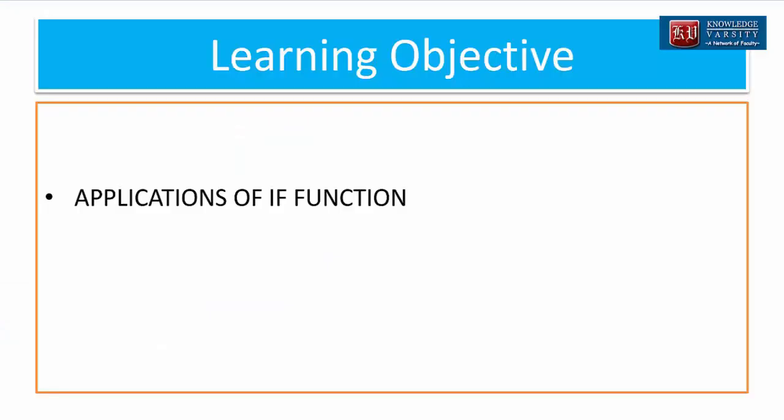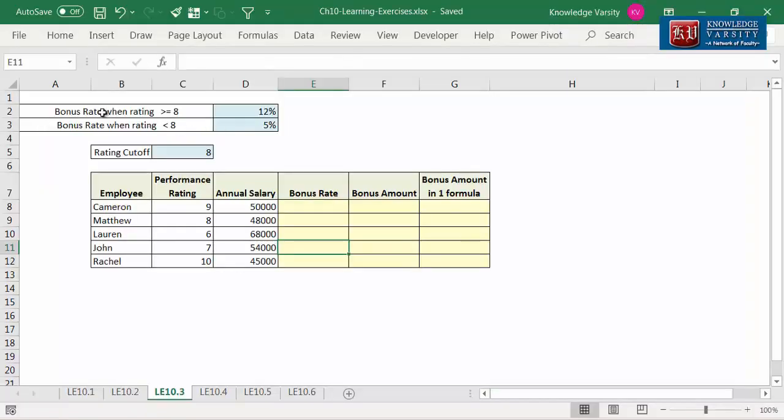In this video, we will learn the application of the IF function. Cell range A2 to D3 has bonus rate rules. The bonus rate is 12% when the rating is greater than or equal to 8, whereas when the rating is less than 8, the bonus rate is 5%. Cell C5 has the rating cutoff value of 8. In the formula, we will refer to this cell instead of hard-coding 8 in the formula.